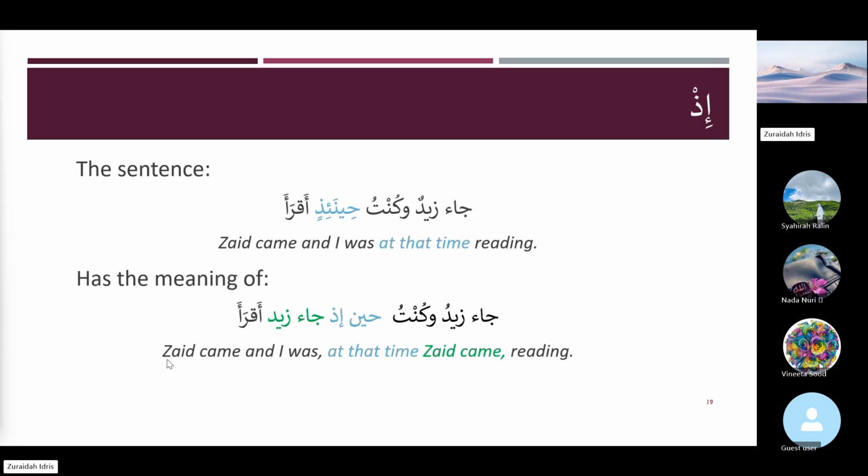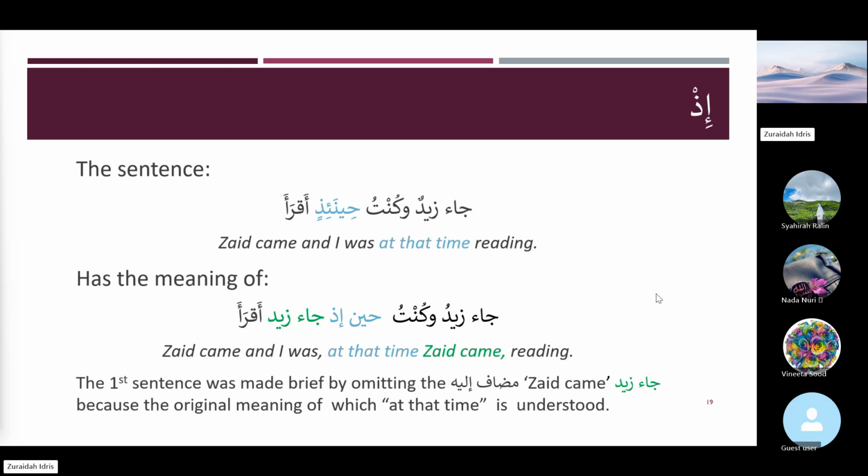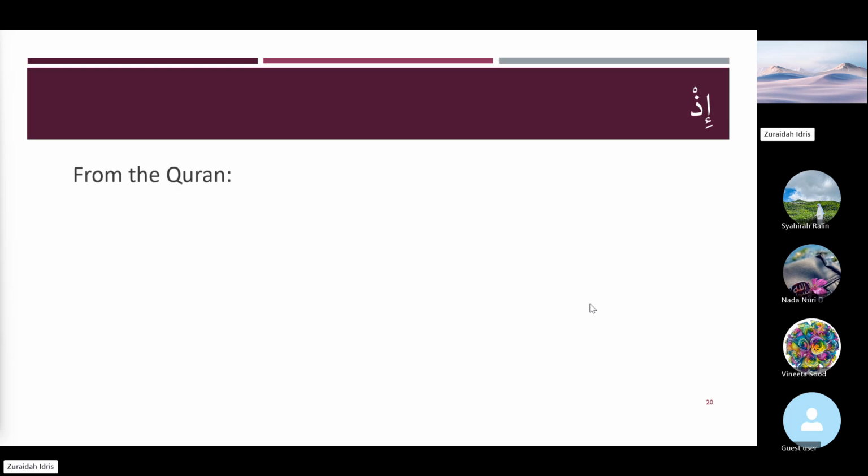But it's like repeating itself, right? So that's why they've just made it succinct, nice and sweet, shortened it. It's understood the time when Zaid came. Okay, so that's the intention of this function. Yep, so I've just explained that. There's another example from the Quran.